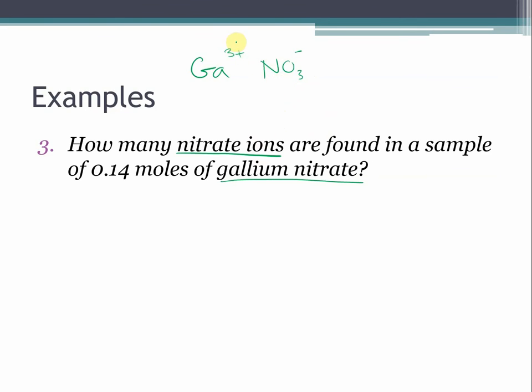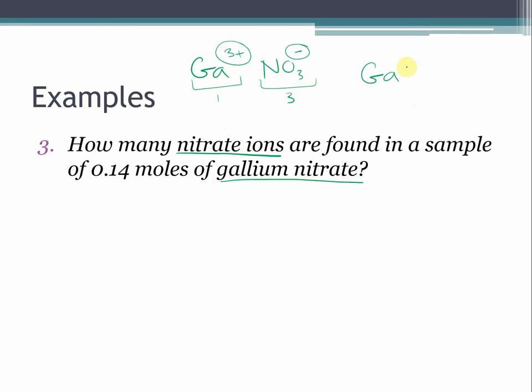So we have 3 positives from our gallium, and we have 1 negative from our nitrate. So that means that to make these cancel, we will need 3 of the nitrates and 1 of the galliums, because that'll give us 3 positives here, 3 negatives here. So to write that, we will write it Ga, and you can write the 1 or you can just leave it. The 1 is implied.